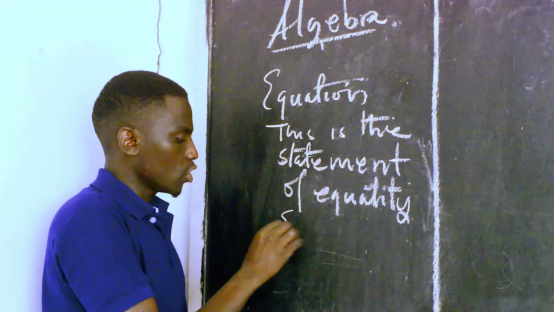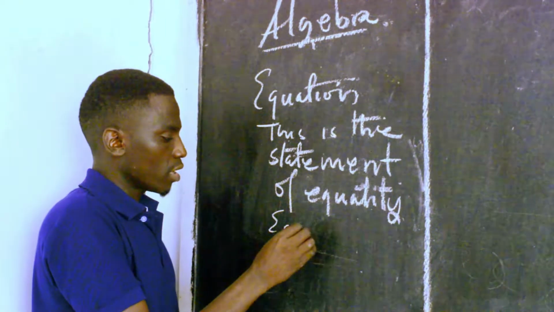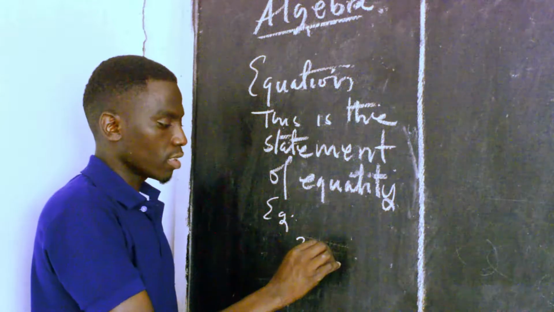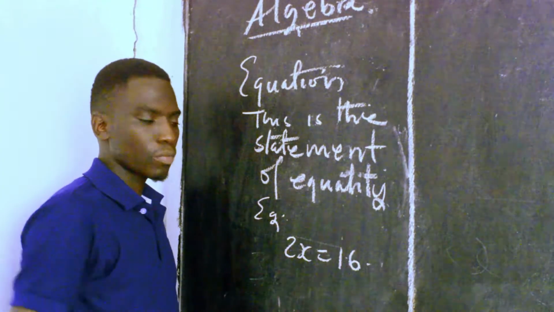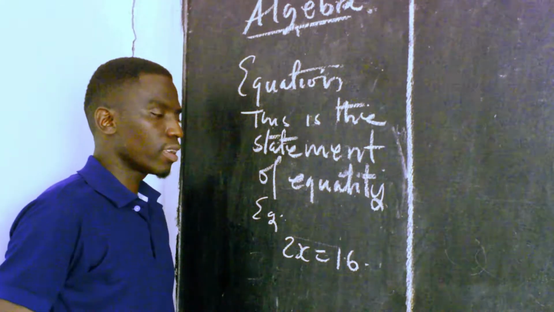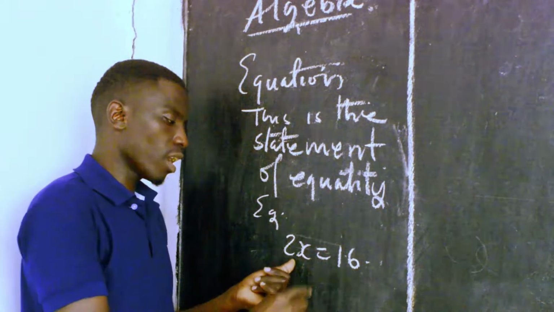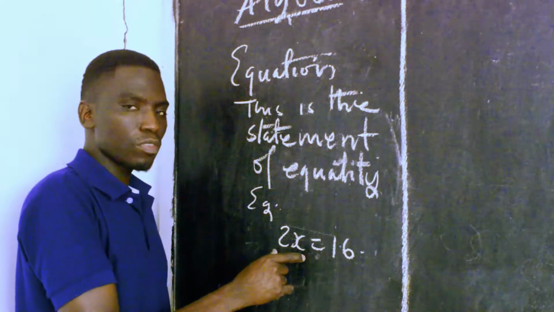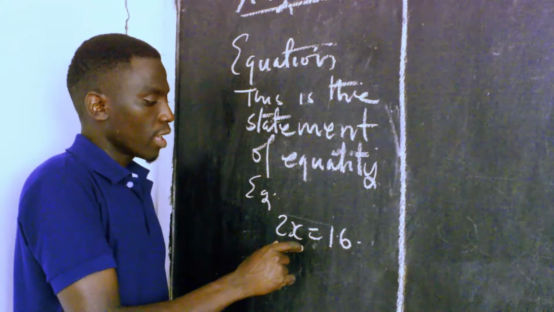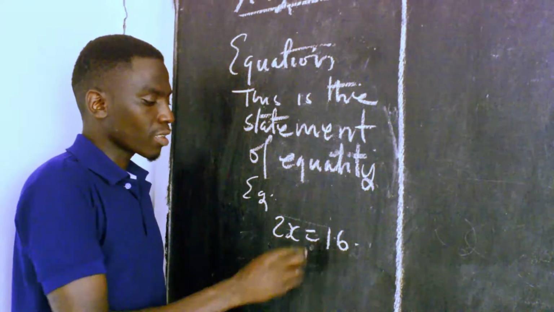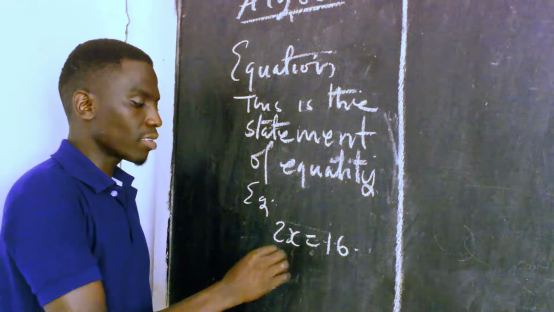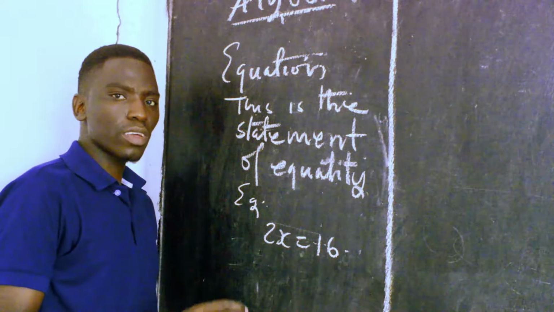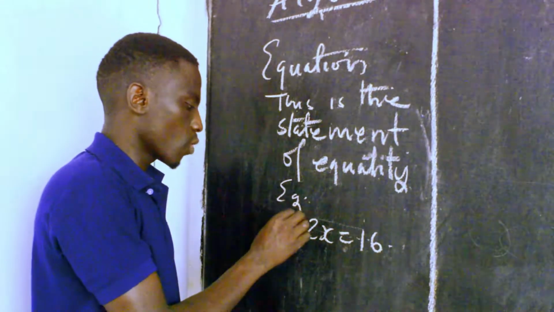This means that, for example, you have an example of an equation. Let's say we have 2x is equal to 16. We have the equal sign, which separates two statements. We have 16, we have 2x. So these two statements are separated by what? By the equal sign. This is an example of what? Of an equation. So an equation is a statement of equality.